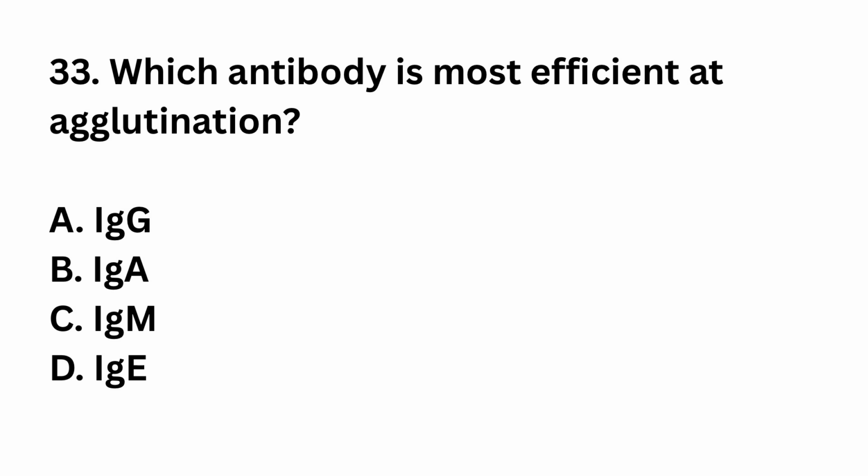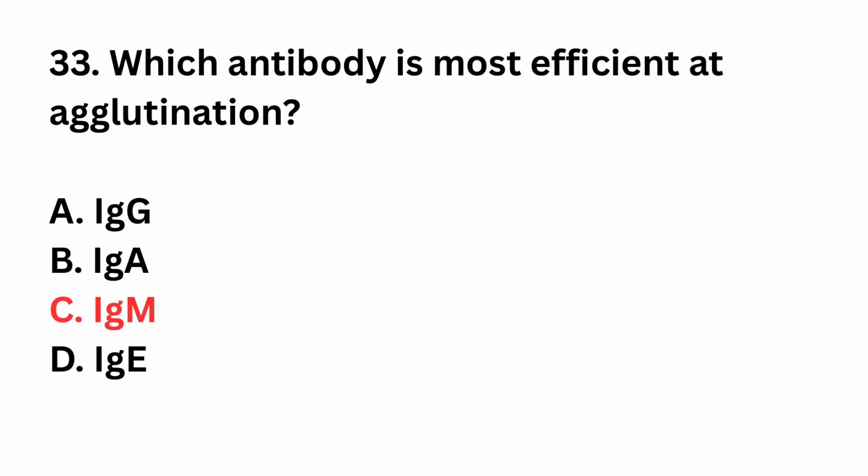Question number 33. Which antibody is most efficient at agglutination? IgG, IgA, IgM, IgE. The right answer is option C, IgM. Its pentameric structure allows strong cross-linking. It forms large antigen clumps.